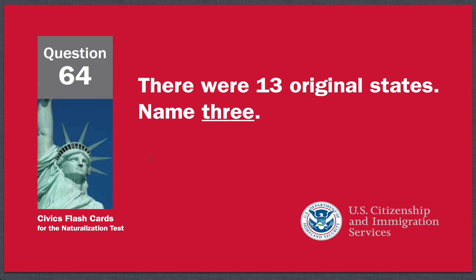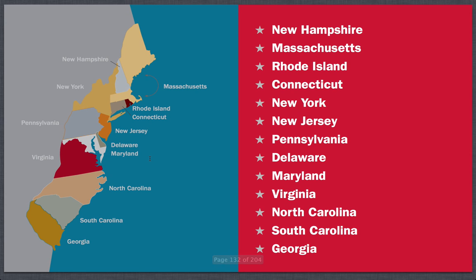There were 13 original states. Name three of them. You have to know. You can check here: New York, New Jersey, Pennsylvania, Delaware. Pick the ones which are easier usually and remember them.